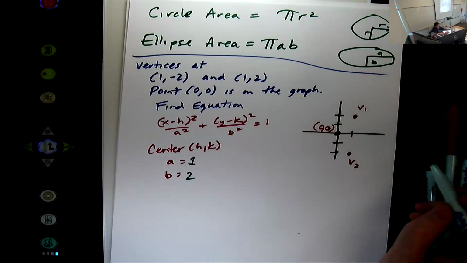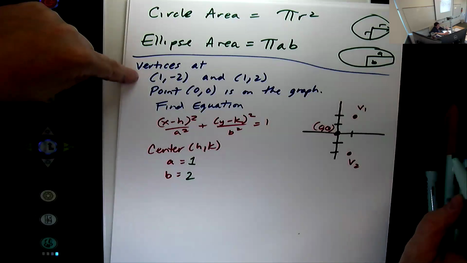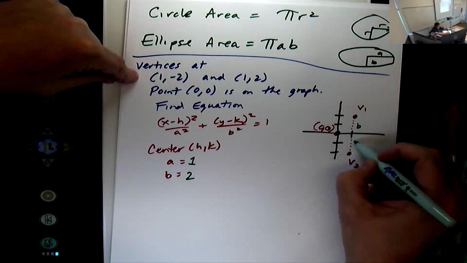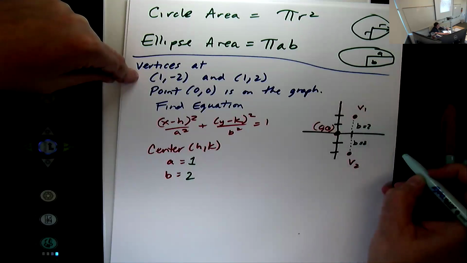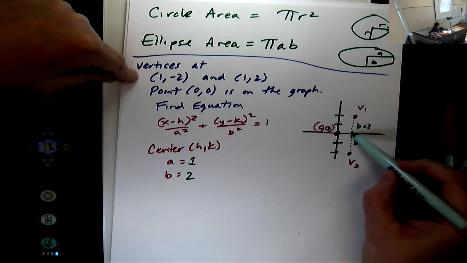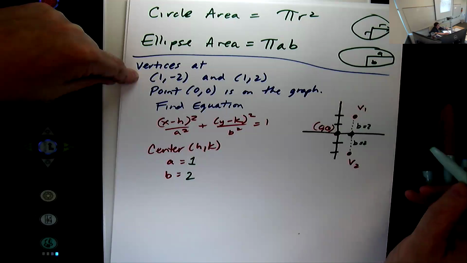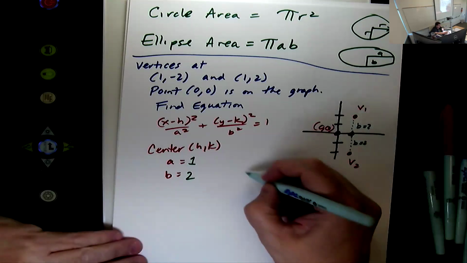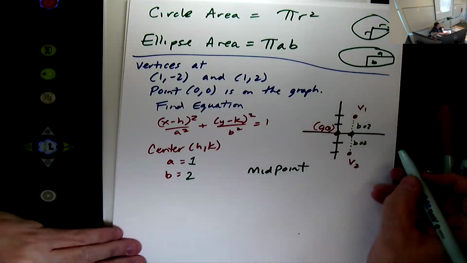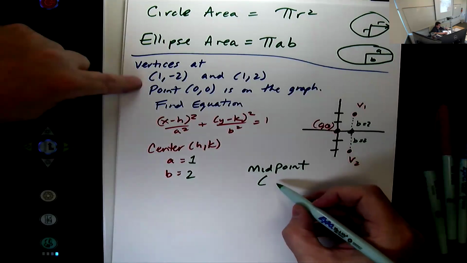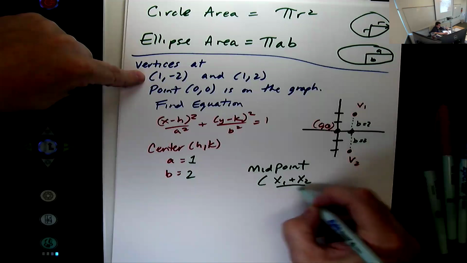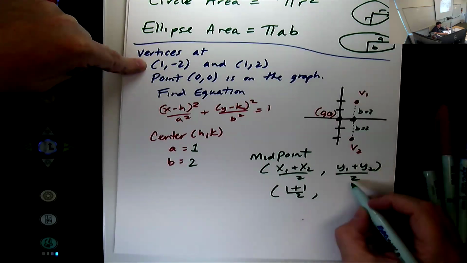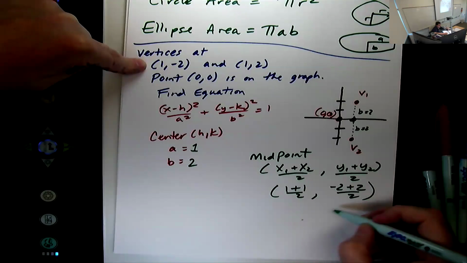The way to go about thinking about it is vertices are endpoints of the major axis. So I know the major axis is this, up and down, that's a B, and those are both 2. The midpoint along it is right there. Well, we could also just calculate the center without sketching it, find the midpoint. Remember, it's x1 plus x2 over 2, y1 plus y2 over 2. 1 plus 1 over 2, -2 plus 2 over 2, gives us 1, 0.